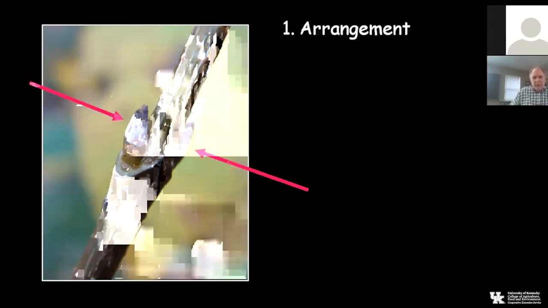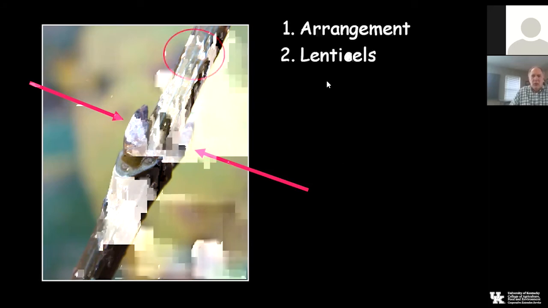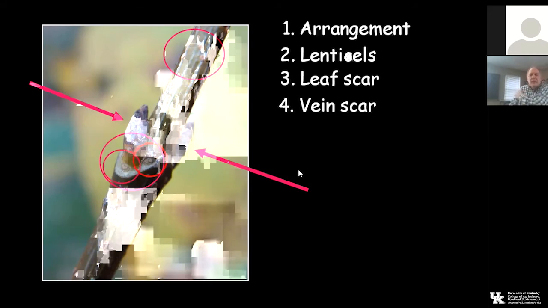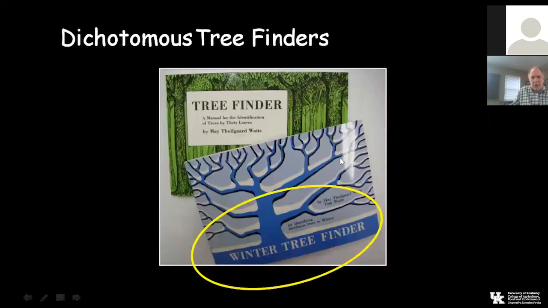Here we go. Let's take a look at this one by one. First of all, we have opposite branching. Okay, here's the opposite buds, the arrangement. Okay, lenticels, we can see these dots all the way up and down here. Again, those are the pores for the tree to breathe with. Number 3, the leaf scar, the outside edge of where that leaf was on there originally. And 4 are the vein scars. So we have a minimum of 4 characteristics to identify this particular tree.